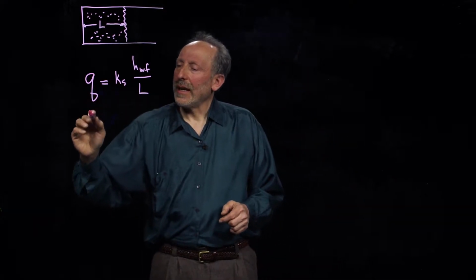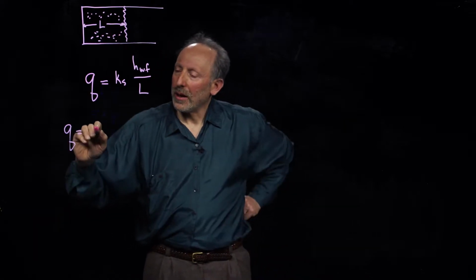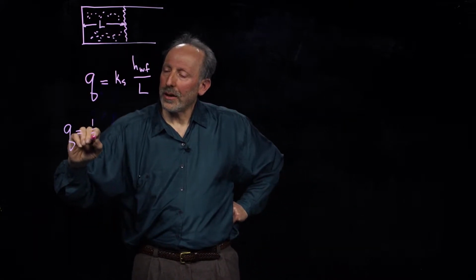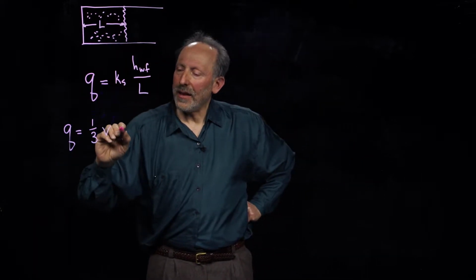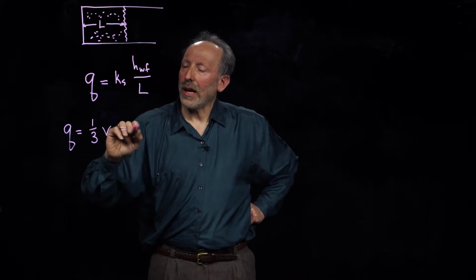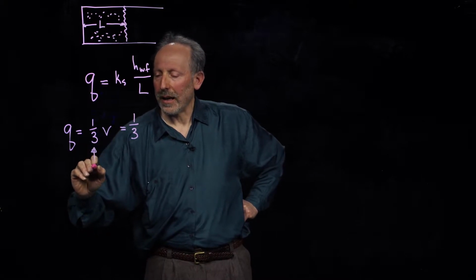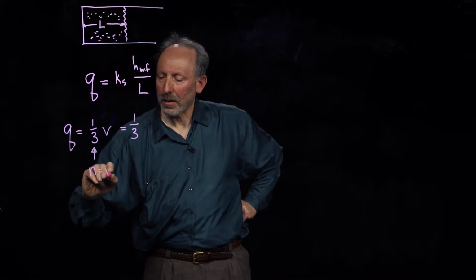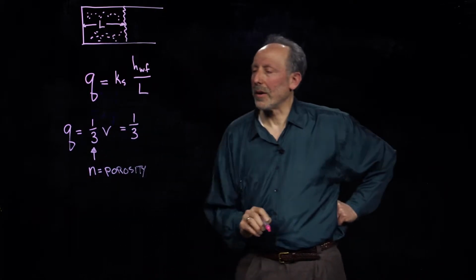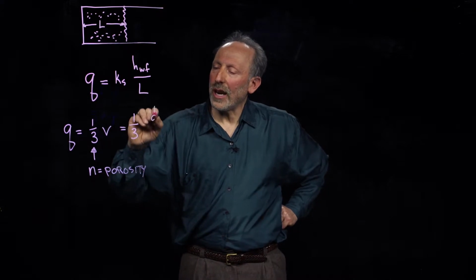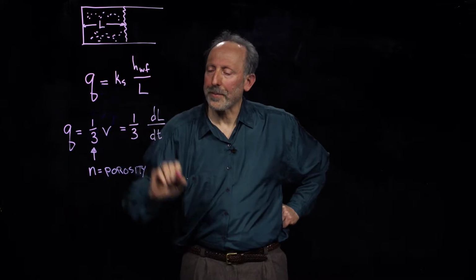We also saw that the flow was equal to 1/3 of the velocity of this wetting front moving, right? And then what is the velocity? The velocity is just 1/3, and by the way, we could just say this was the porosity of our system. It's 1/3 times the change in distance per unit time. Okay?